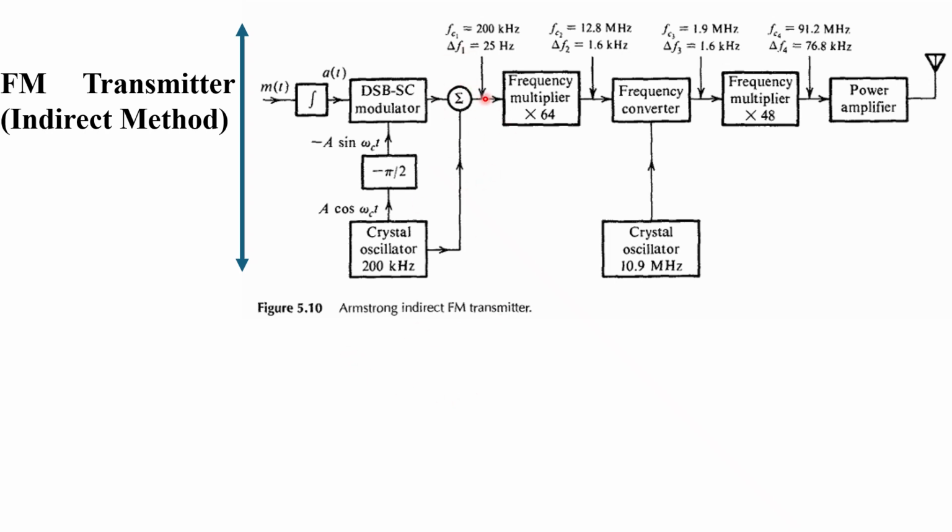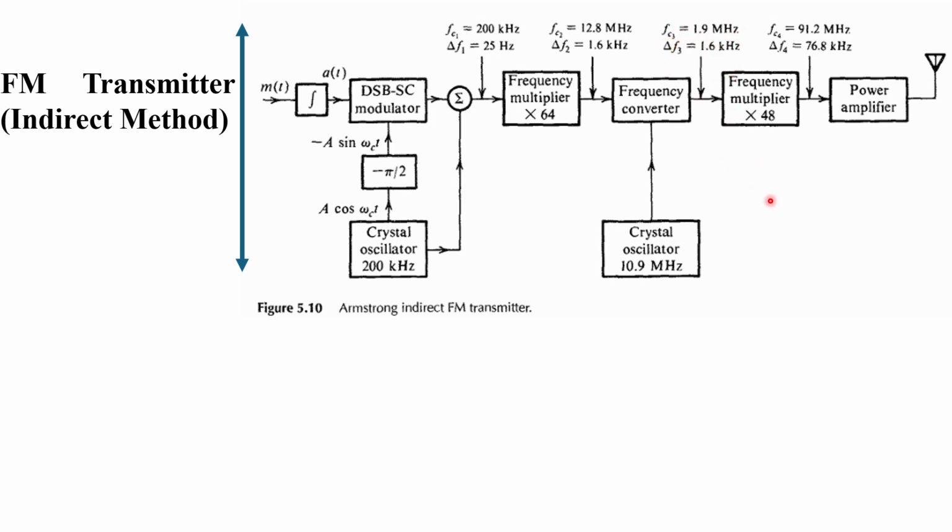Once we have the signal, we'll use this frequency multiplier. Here we'll use the delta f equal to 25 hertz, and that will shift your frequency. Initially fc1 will be 200 kilohertz. Again, after shifting with another delta f equal to 1.6 kilohertz, you will have fc2 equal to 12.8 megahertz. And again you will have the local oscillator, which may generate signals in the range of 10.9 megahertz. With the help of the frequency converter, and the third deviation may be 1.6 kilohertz, you will have fc3 equal to 1.9 megahertz.